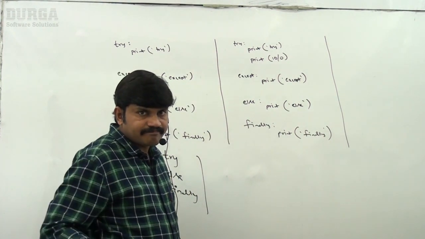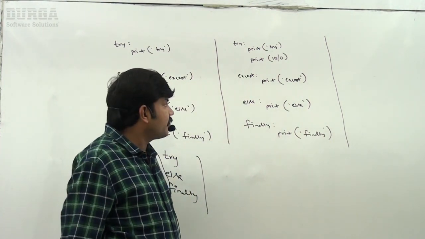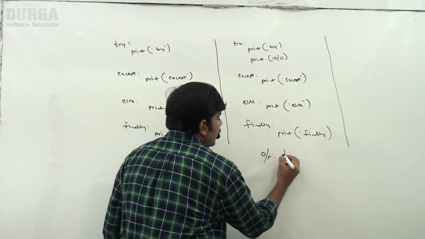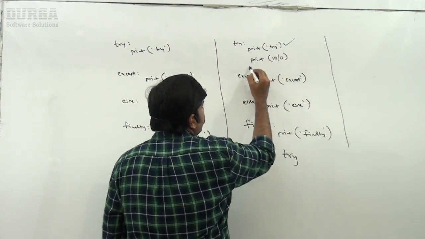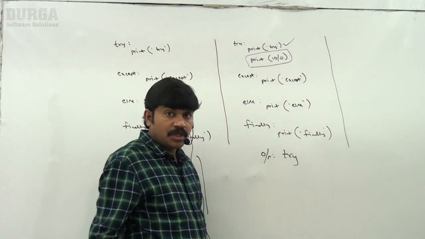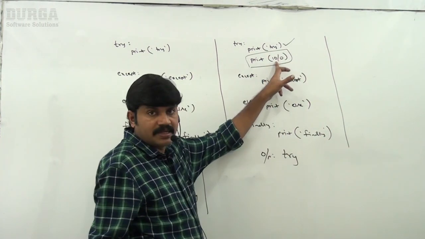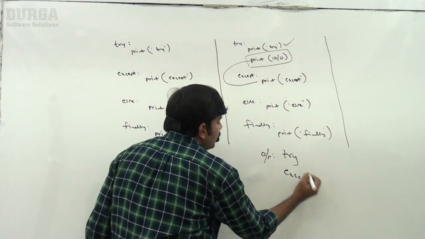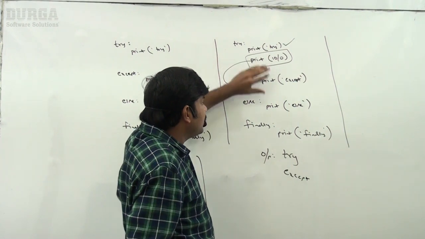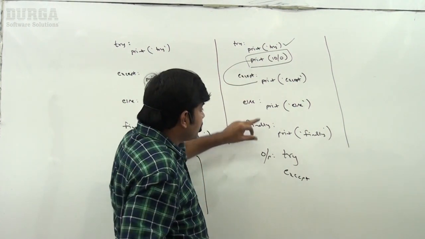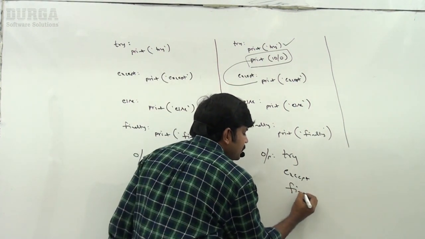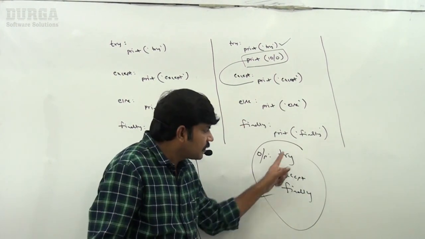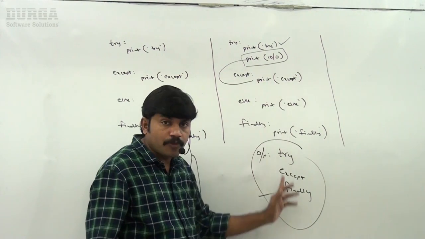Friends, what is the answer we are going to get in this scenario? Very simple, just observe. Try will execute. While executing 10 by 0, an exception rises, a zero division error, and immediately except block will execute. So if there is an exception, then else won't execute. Next finally. Try, except, finally is the output we are going to get. Any doubt about this one?